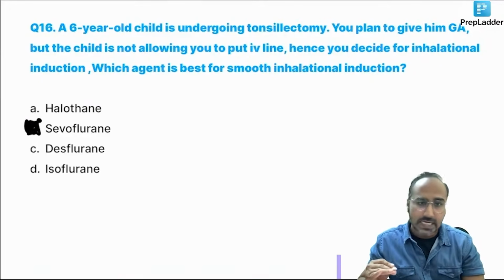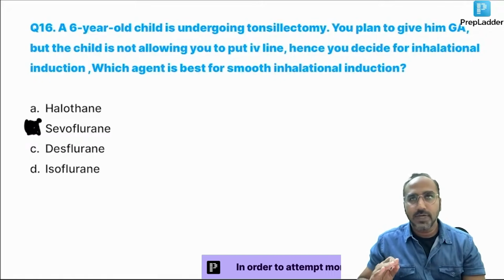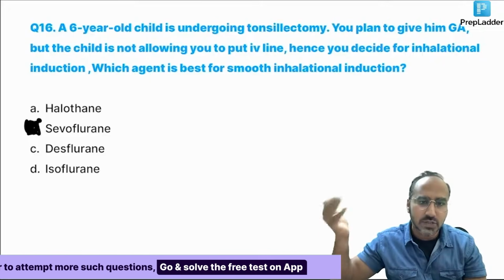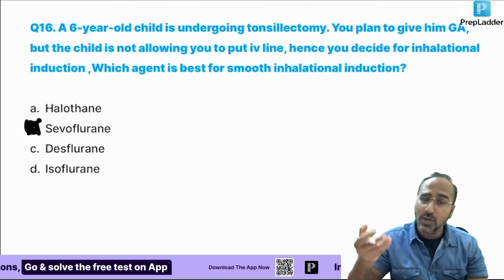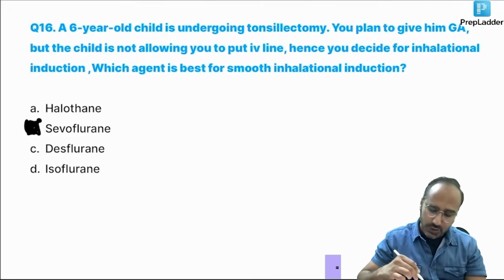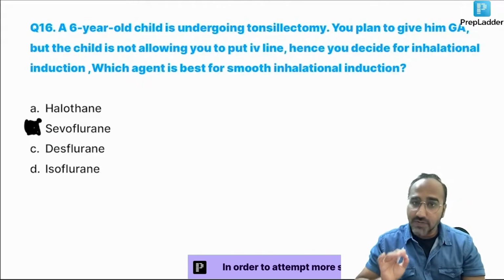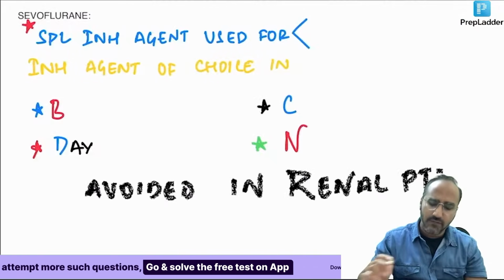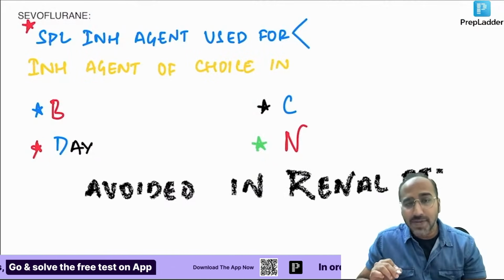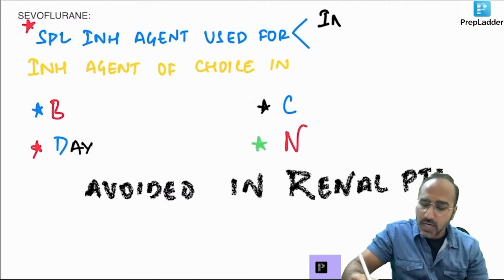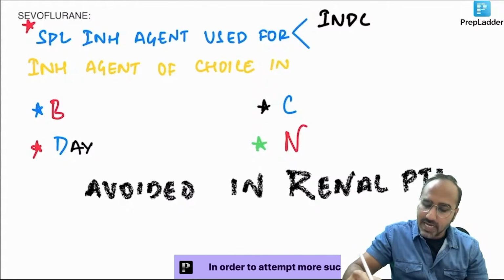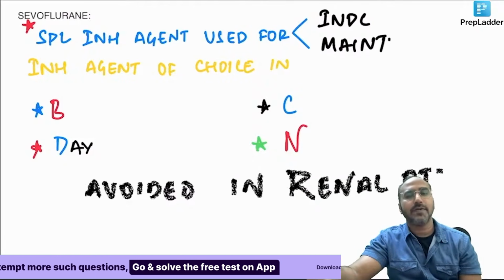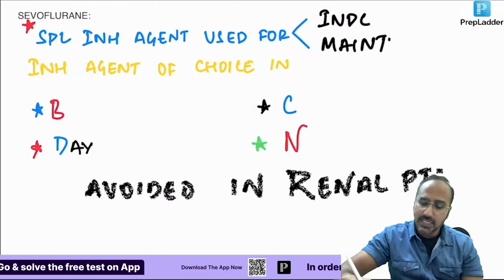yellow colored sevoflurane. Sweet. Sevo, you have to remember, is sweet as well as yellow in color. Why do you have to remember yellow in color? Because sevoflurane is stored in a yellow vaporizer. Now, as we are discussing sevoflurane, we need to discuss some things. Sevoflurane is a special inhalational agent which is used for induction as well as maintenance. All the rest of the inhalational agents are used for maintenance. Sevo is used for induction as well as maintenance.